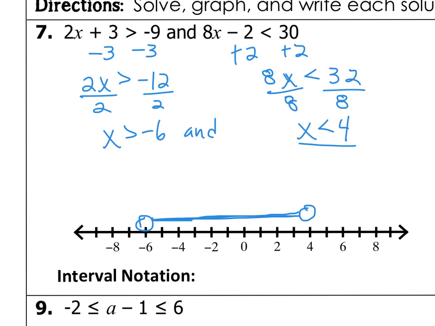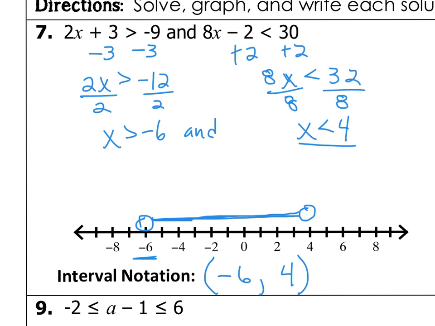Now in interval notation, remember an open circle is a parenthesis. Our least value is -6 because we always go least to greatest. Our greatest value is 4, and it's also an open circle, so it gets a curved bracket or a parenthesis.